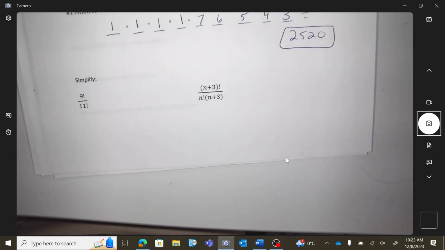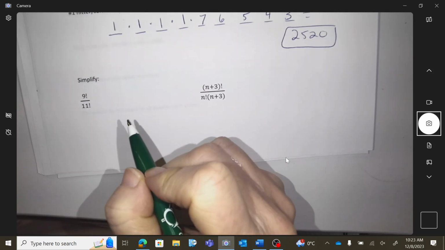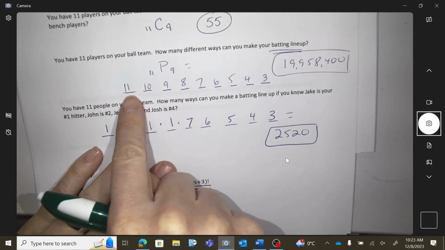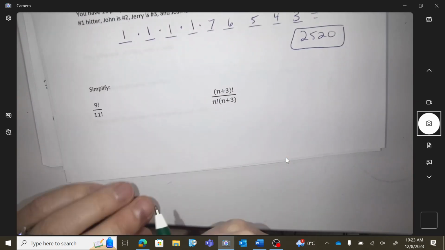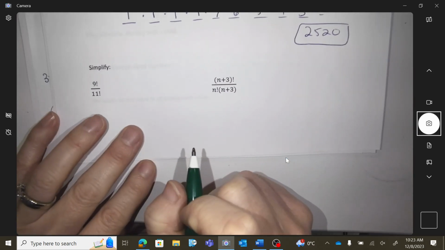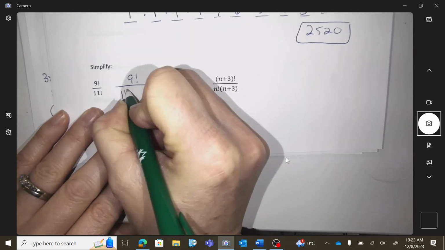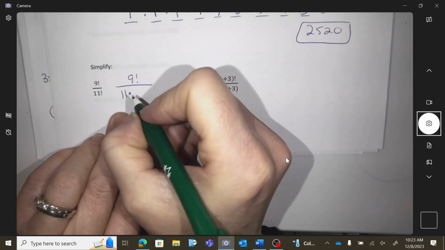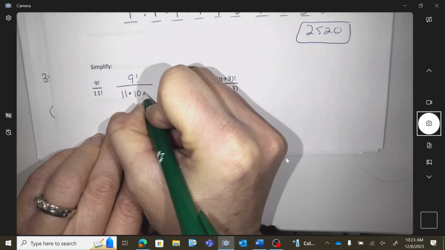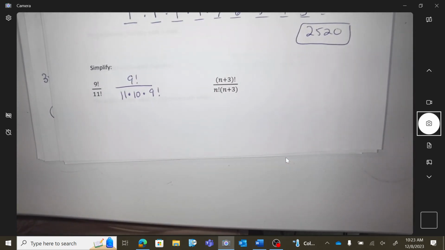Okay, understanding factorials. So factorials go down in order. So you could see kind of when I was starting something like this, 11, 10, 9, and so on. So you always start expanding the bigger one. So that would be 11. So 11 times 10 times 9, and so on, so on.